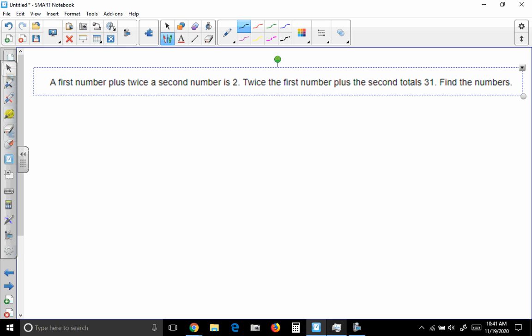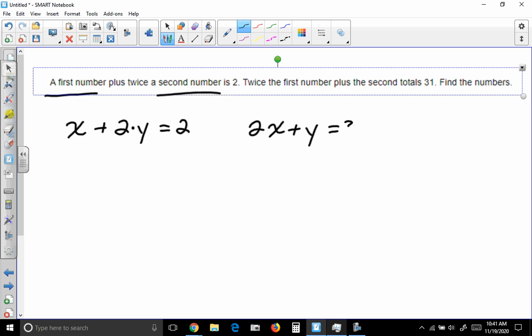This problem, we have 2 numbers. We have a first number and we have a second number. So let's translate these sentences. First number plus twice the second number is 2. Twice the first number plus the second totals 31. So we want to find out what the numbers are.